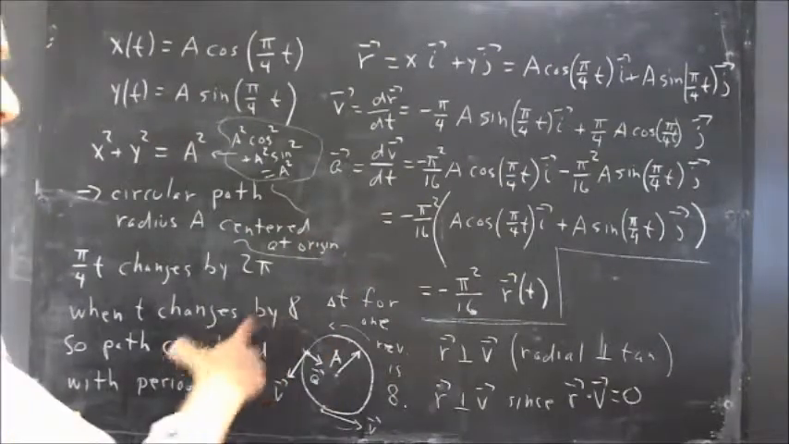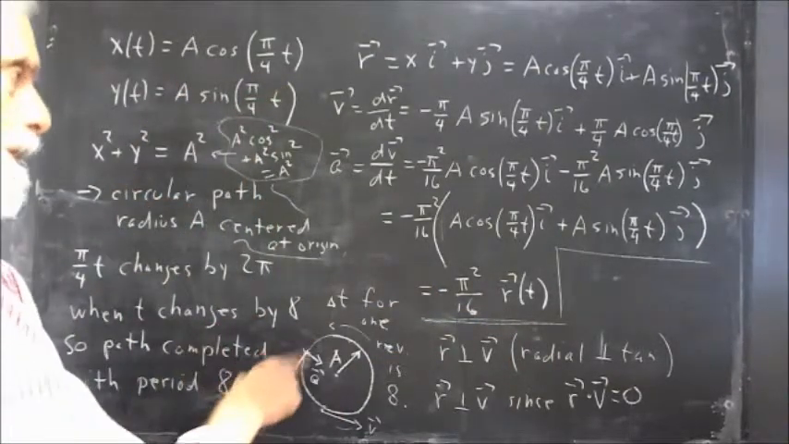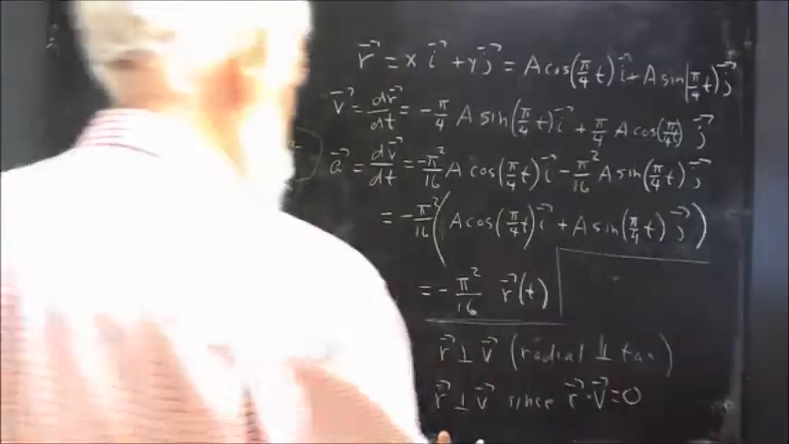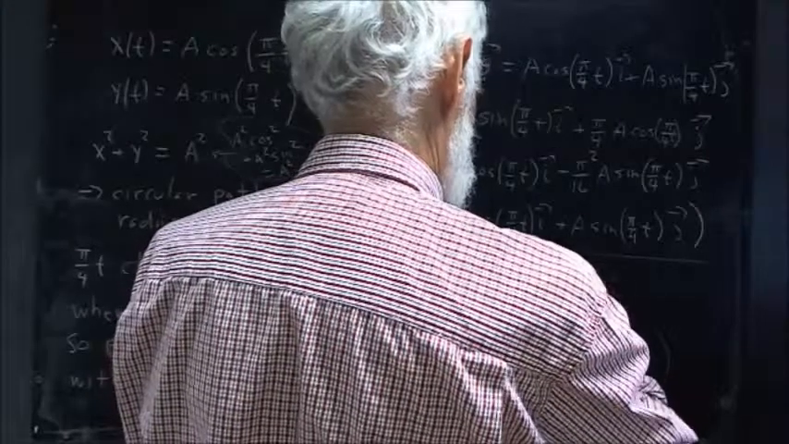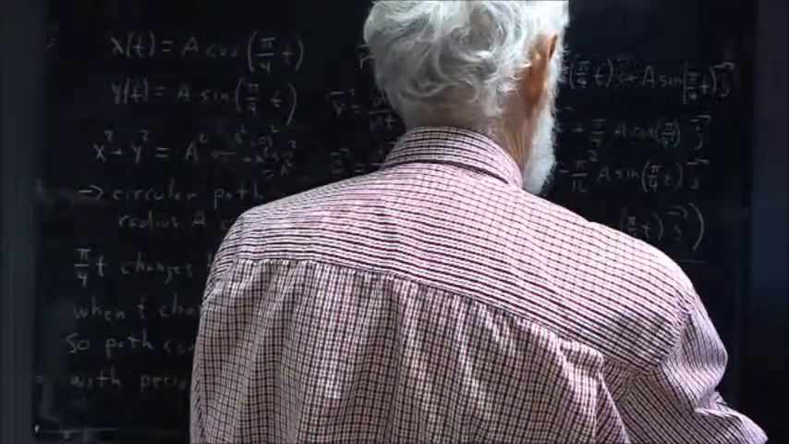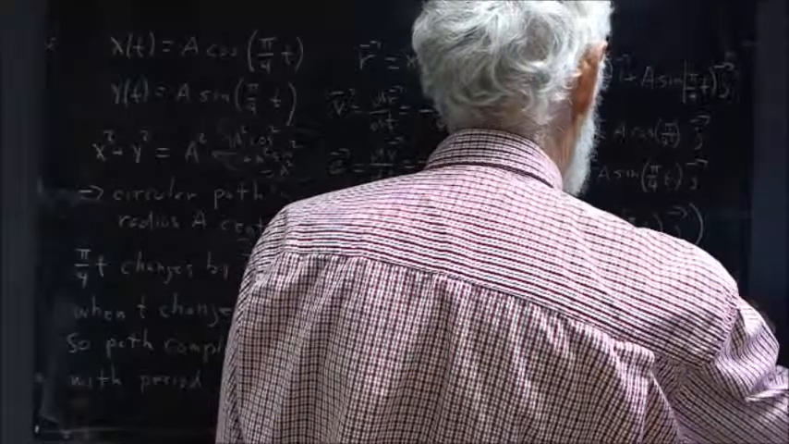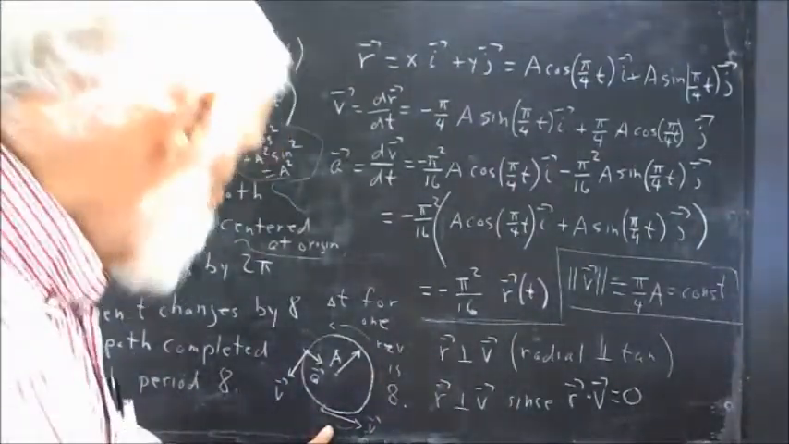The other thing we can see, just to summarize this, for motion around a circle at constant velocity, another thing we can verify here is that the magnitude of V is constant. With fear and trembling, I'm going to go over here and see if I can write that. The magnitude of the velocity is just pi over 4a, which is constant. So we're moving around the circle at a constant speed.